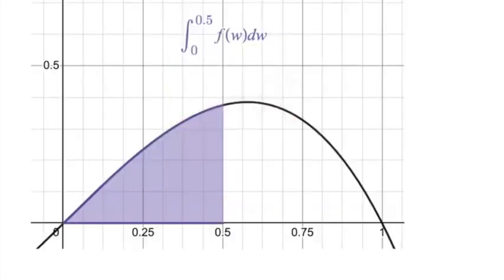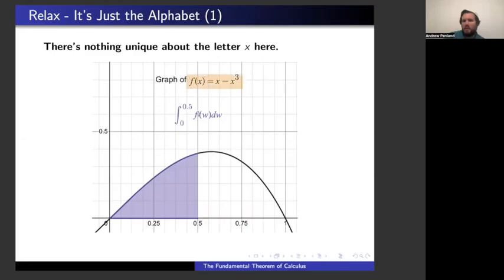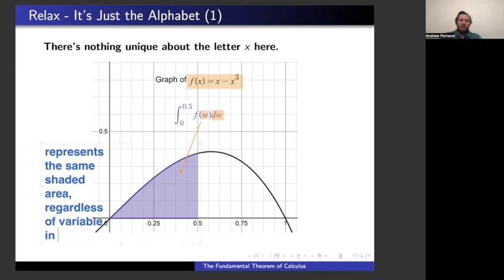But it doesn't matter, we're not obligated to use the x letter here. Even though this function is defined in terms of f of x, I'm allowed to use other letters for my variable and my differential here. So if I had the integral from 0 to 0.5 of f of w dw, it would still represent this same shaded area, regardless of which variable I actually use in the integrand. The variable that you're using inside the integral is sometimes called a dummy variable. It doesn't really matter that much. It can be anything you want.